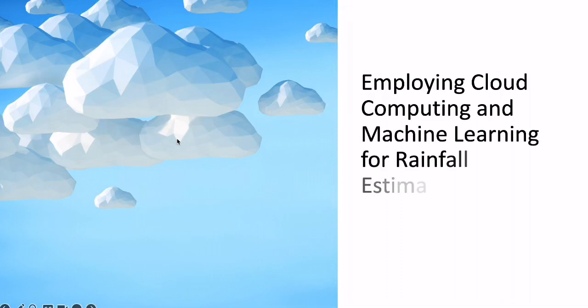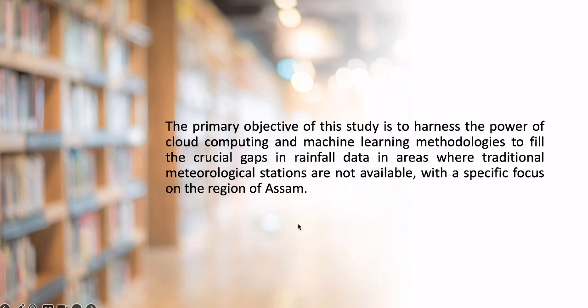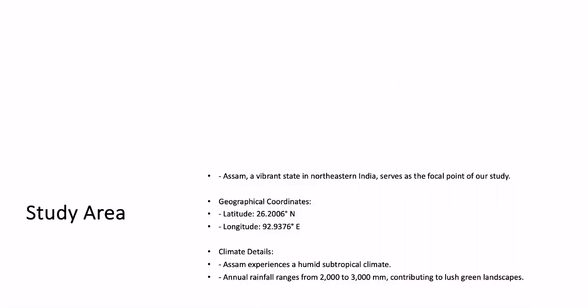Hello everyone. Today I am presenting a paper published on how to use a machine learning model on Google Cloud to estimate rainfall. So basically, the primary objective of this study is to harness the power of cloud computing and machine learning methodologies to fill the crucial gap in rainfall data in areas where traditional meteorology stations are not available, with a specific focus on the region of Assam.